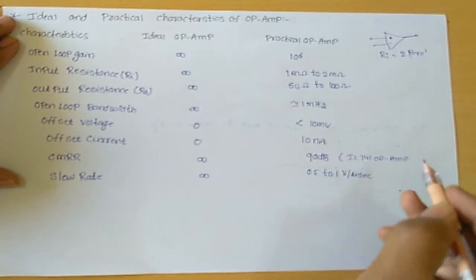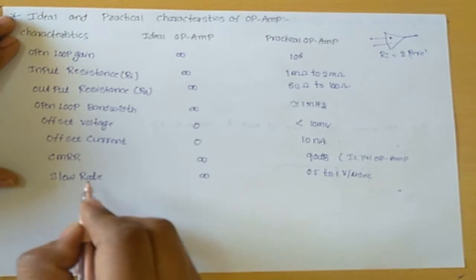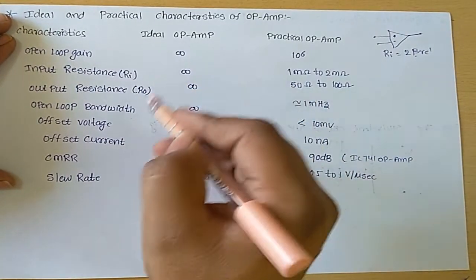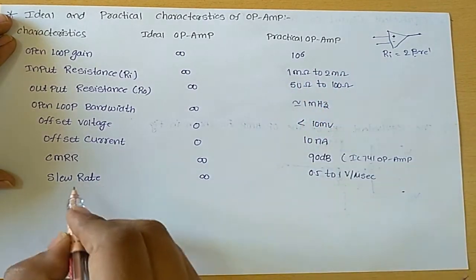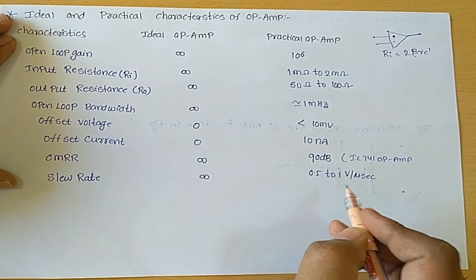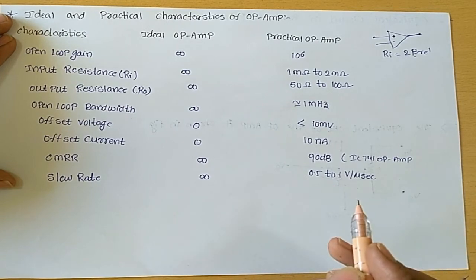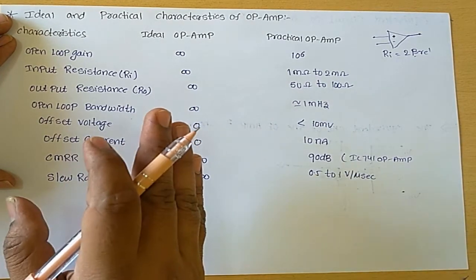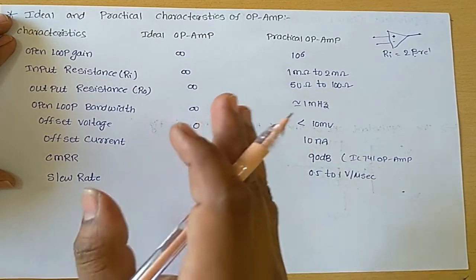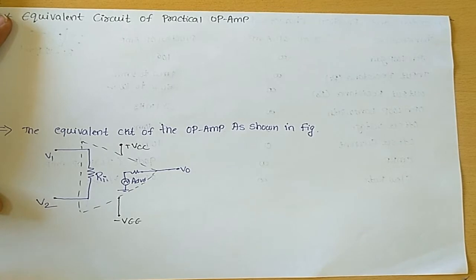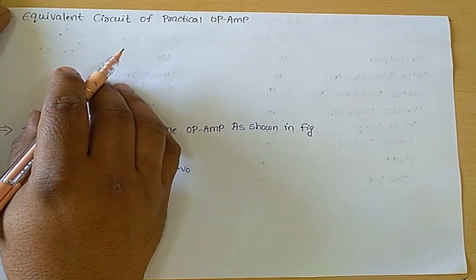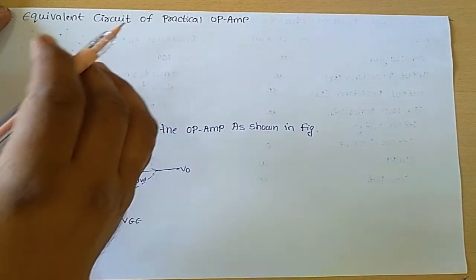The last characteristic is the slew rate. The slew rate of the ideal operational amplifier is infinity, and the practical slew rate value is 0.5 to 1 volts per microsecond. So these are the ideal and practical characteristics of the operational amplifier. Next, we are discussing the equivalent circuit of the practical operational amplifier, so we need to understand this equivalent circuit.